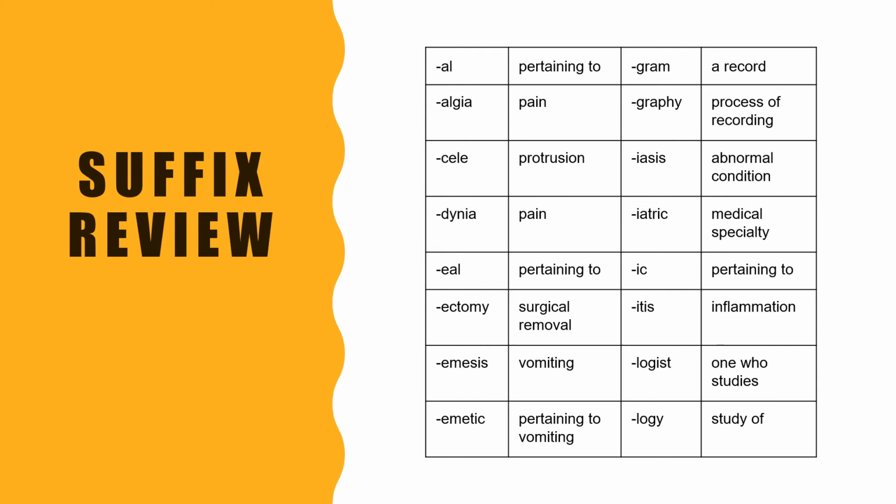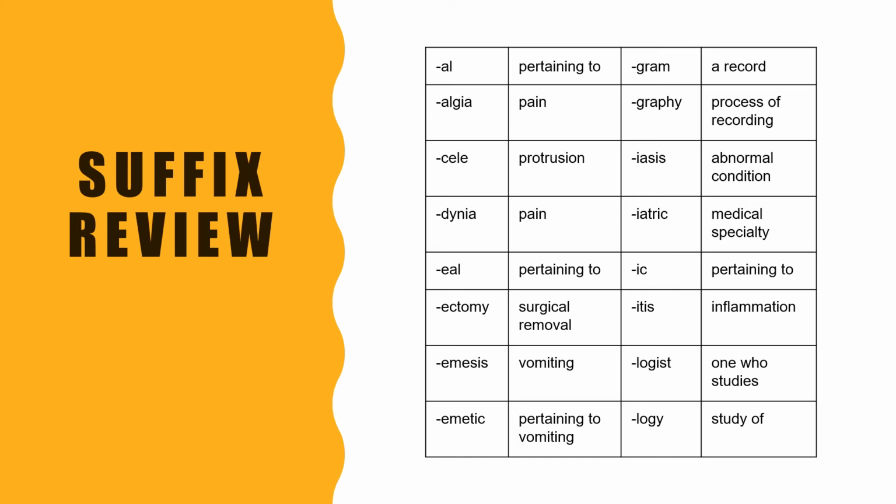Okay, let's review some suffixes again. Al, pertaining to. Algia, pain. Cele, protrusion. Dynia, pain. Eal, pertaining to. Ectomy, surgical removal. Emesis, vomiting. Emetic, pertaining to vomiting. Gram is a record. Graphy is a process of recording. Iasis is an abnormal condition. Iatric is a medical specialty.